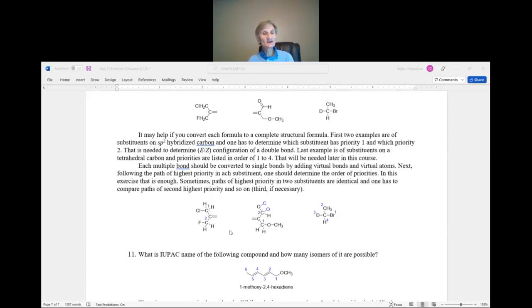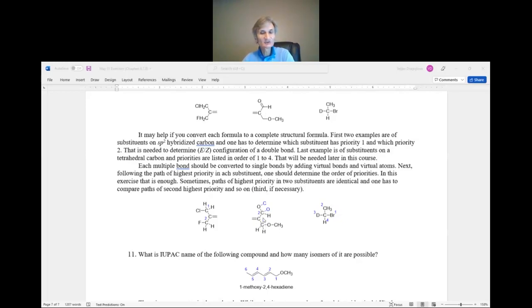If you have substituents on a carbon atom where you have a tie, atoms of the same atomic number, you keep going down the path of the substituent of the highest priority until you find a difference. Then the atom with higher atomic number has priority. The second one is a little more complex because you have to convert multiple bonds to single bonds by adding virtual bonds and virtual atoms. The bottom substituent doesn't have any multiple bonds, but the top one has a carbon-oxygen double bond.